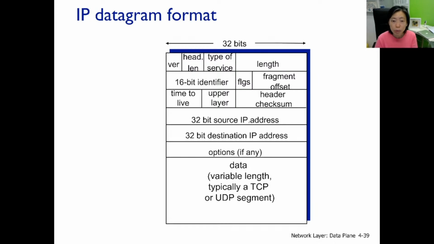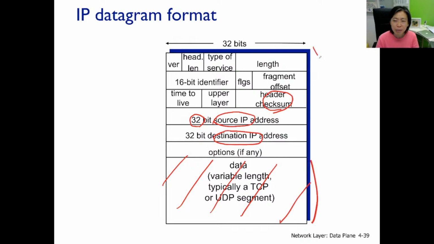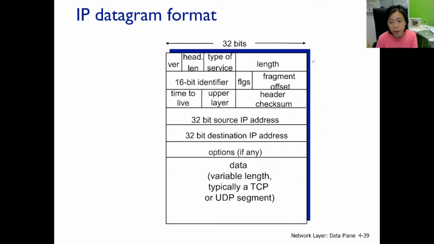Now, the two most important fields are the source IP address and the destination IP address, each 32 bits long. Second, the header checksum. The reason this is important is because we did have the TCP or UDP checksum that would ensure the integrity of the segment part of the packet. What about the header part of the packet? We needed a checksum here to ensure the header is also not having any bit errors. Now let's go over these individual fields one by one.